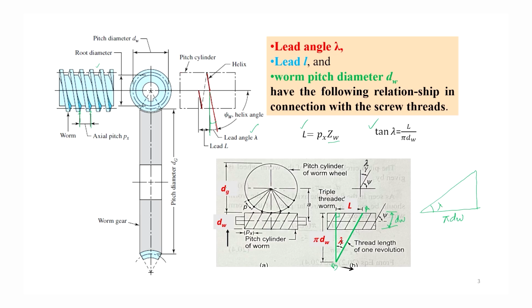The pitch circle diameter of the gear is shown here. This is the pitch cylinder of the worm. Worm wheel means the gear, worm gear, and the pitch circle diameter is dg, and the pitch circle diameter of the pitch cylinder of the worm is dw.